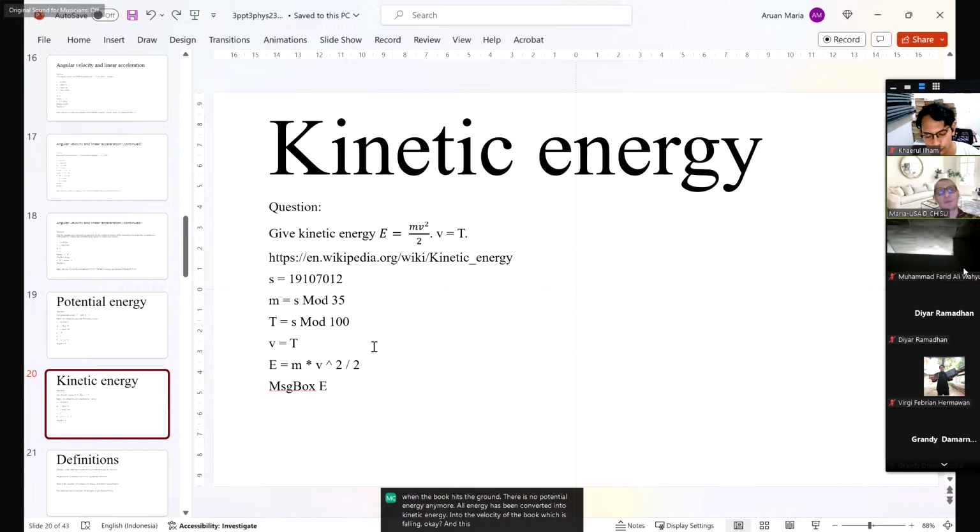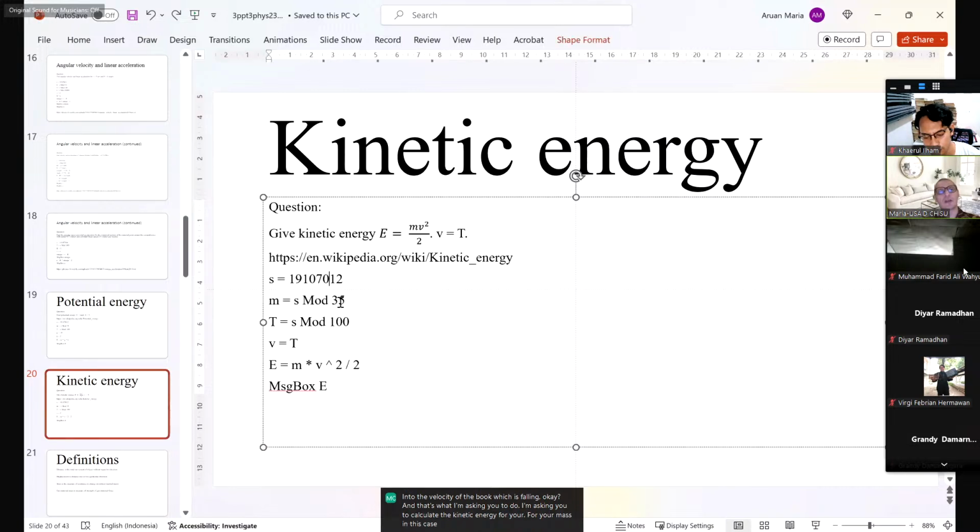And that's what I'm asking you to do. I'm asking you to calculate the kinetic energy for your mass, in this case, whatever, 27 kilograms, and for the velocity of 12 meters per second in my case, right? So this is the expression for kinetic energy. Any questions?